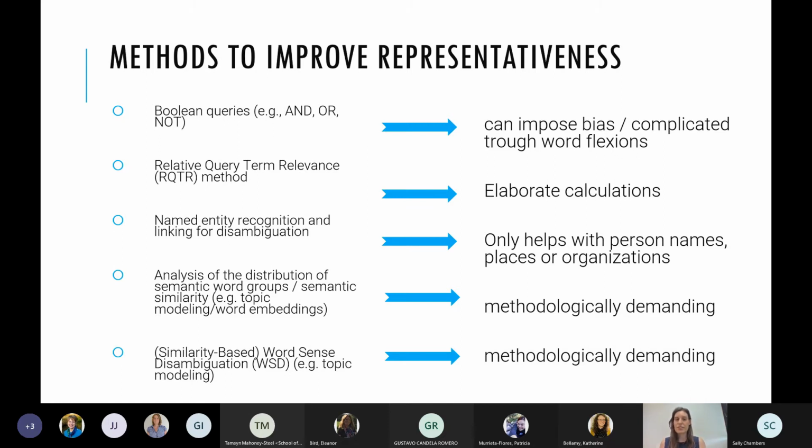But as I already mentioned, this can impose bias because I have to choose a lot of keywords and try to combine them, and it's quite possible to miss some important words and to leave some out.